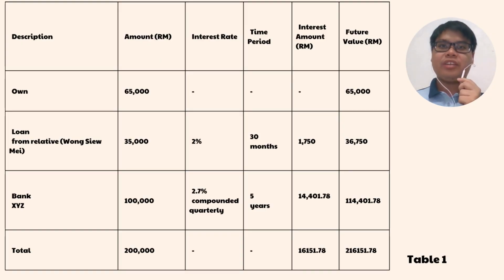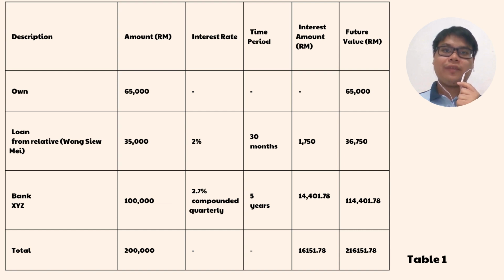This is Table 1A. It shows an overview of our owner Daisy's assets and liabilities for the business. It shows that the total amount estimated to start up our business is 200,000 ringgit. Our owner Daisy's own capital is 65,000 ringgit as our company startup fund for the business without any interest charge, and the future value remains unchanged.